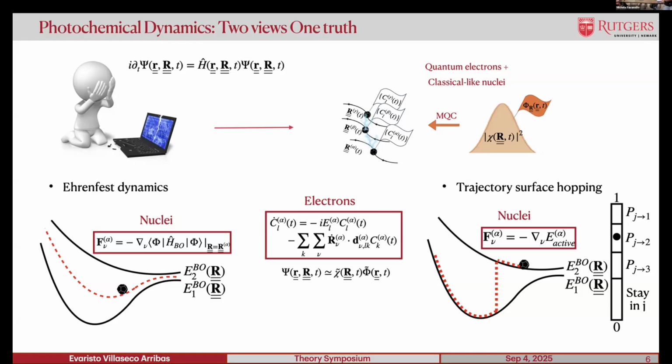Now, the nuclear force that the trajectories feel is, in a sense, in two different extremes. In Ehrenfest dynamics, the trajectory is propagated on a mean field force, given by the gradient of the expectation value of the Born-Oppenheimer Hamiltonian over this instantaneous time-dependent electronic wave function. On the other hand, in trajectory surface hopping, the trajectories evolve on a given adiabatic state, but they can make stochastic hops according to some transition probability that depends, among other factors, on the non-adiabatic coupling vectors.